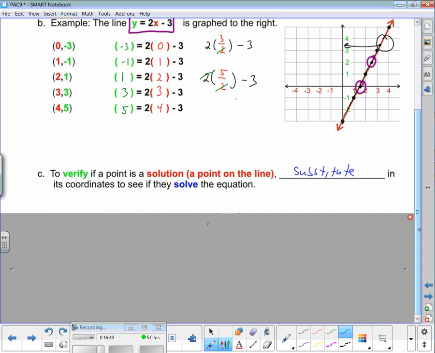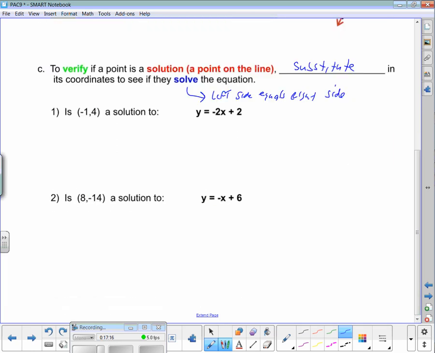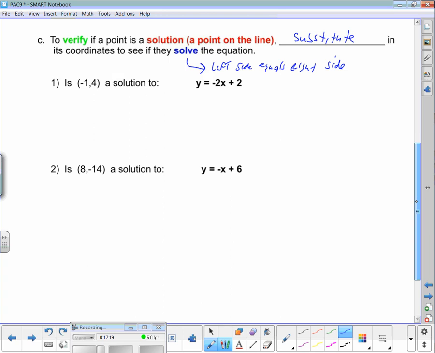All right, well, don't miss this. This is a key concept. What we mean by solve the equation is that when you put in the coordinates, the left side ends up equaling the right side. Left side equals the right side. All right, let me get the shade out of the way so I can get this higher for you guys. The left side equals the right side.